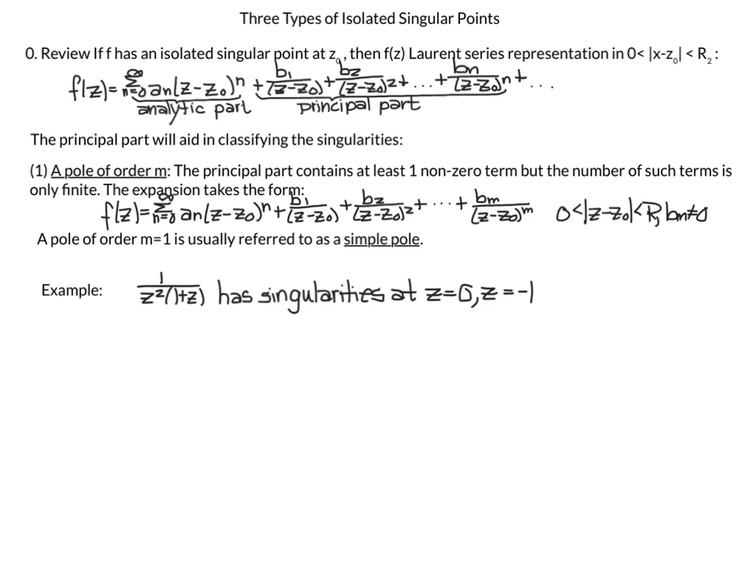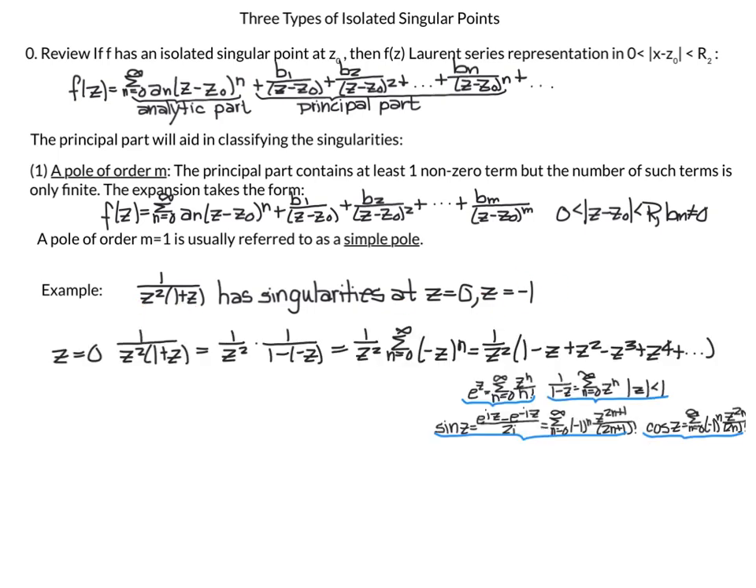Our next example is 1 over z squared times 1 plus z, and we can see that this function has singularity at z equals 0 and z equals minus 1. I will start with the singularity z equals 0, so I'll need to expand our function into a Laurent series centered around z equals 0.